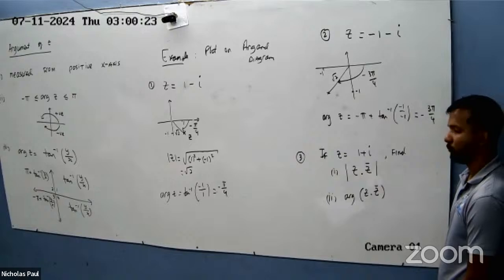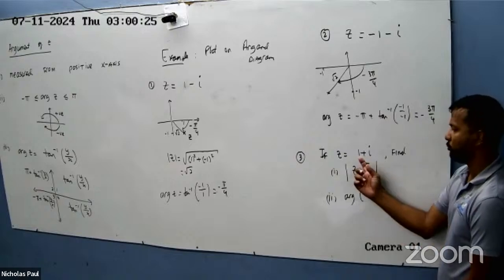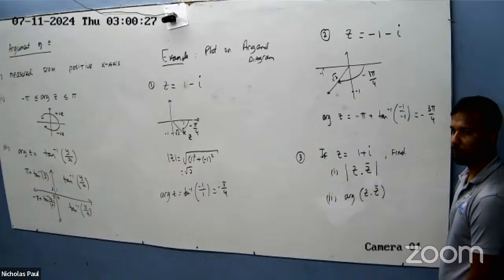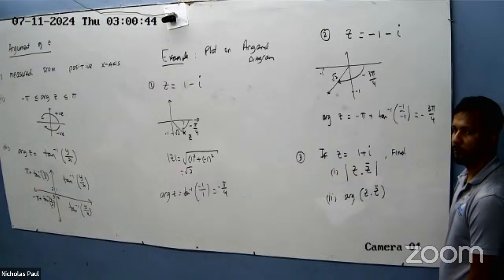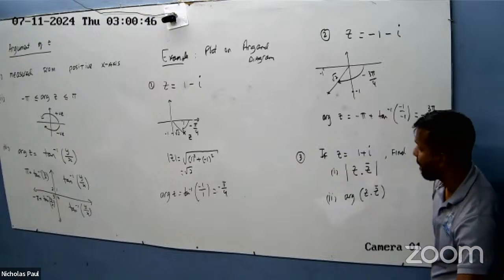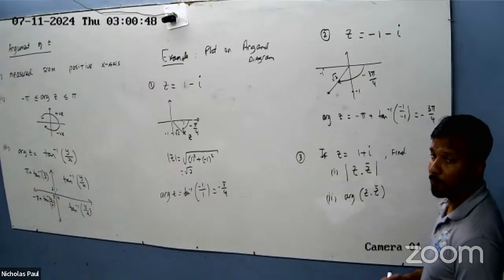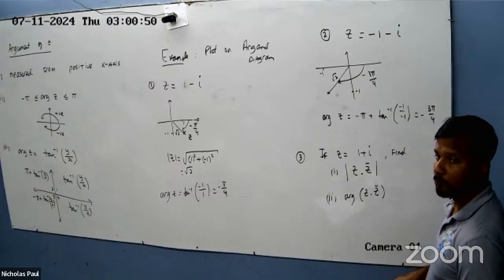Using 1 plus i, how does plus i go to minus i? Plus i, right? Okay.